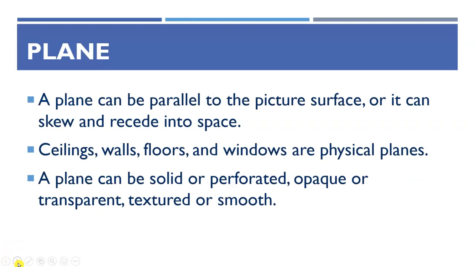Okay, so a plane can be parallel to the picture surface, or it can skew and recede into space. And I imagine all of us have been exposed to this idea of perspective, where things appear a certain way based on distance. So ceilings, walls, floors, and windows are all physical planes. So a plane can be solid, perforated, opaque, or transparent, or it can be textured or smooth.